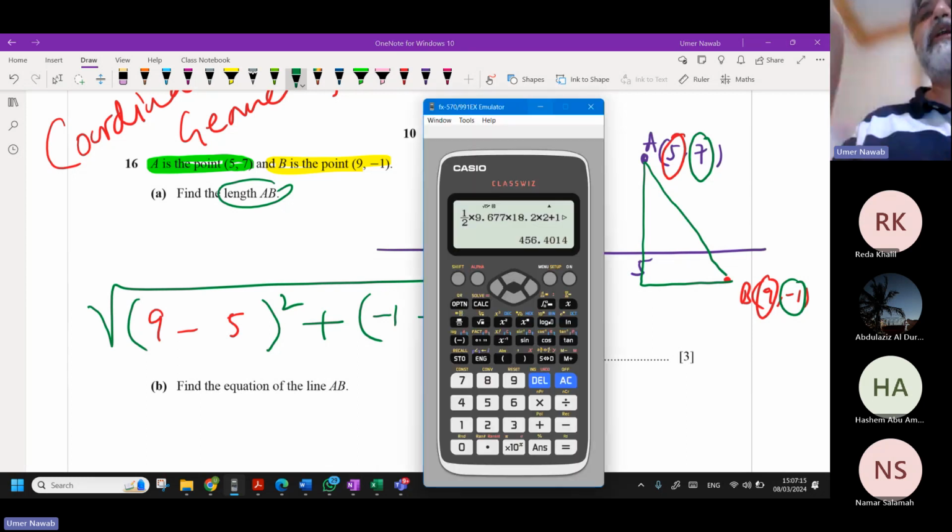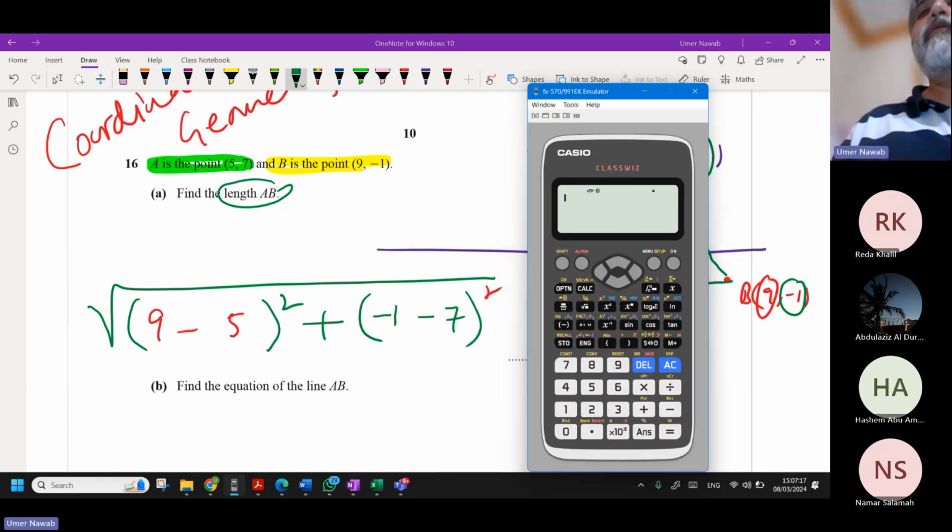Now copy this one into the calculator. Examiner will give you full marks if you just copy it in the calculator and write the final answer. So bracket open, close square, plus bracket open, close square. So this is the way of writing Pythagorean, guys. So in the first bracket, I'm going to take the difference. So either write 5 -9 or 9 -5. Both are okay with me. 9 -5, I'm writing it here. And in the second bracket, I'm going to write -1 -7.